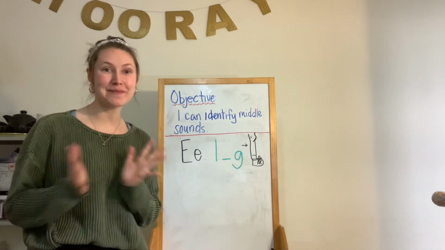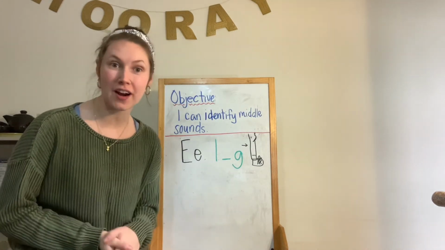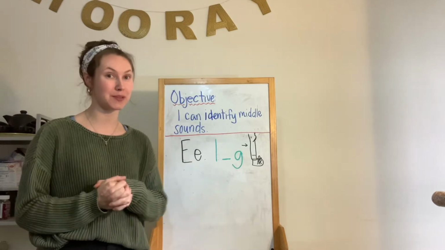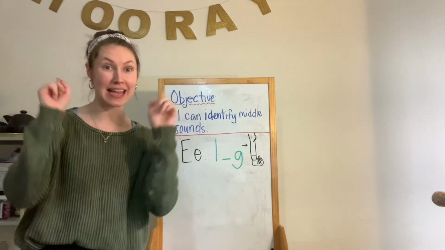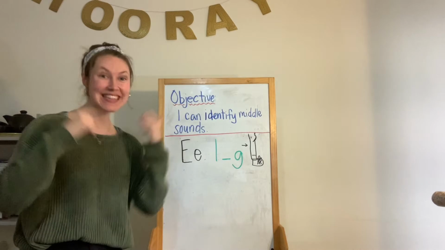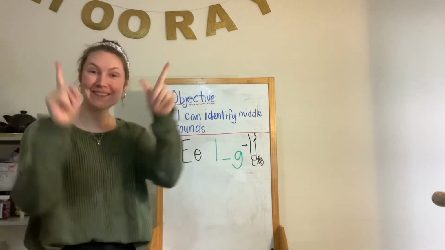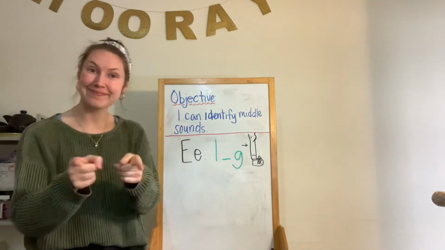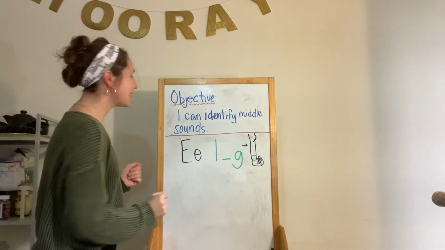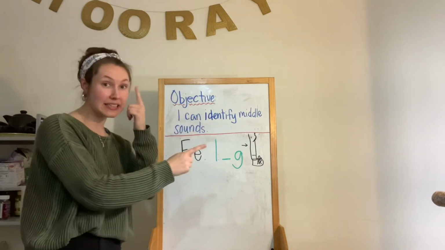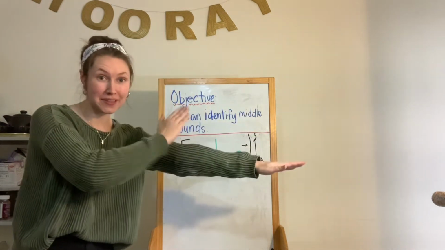Kindergartners, we're going to do some reading. So we're going to begin with going over our objective, then I'll tell you what materials we'll need. So I'll start and you repeat. Objective is what we are going to learn. So today our objective says, I can identify middle sounds.